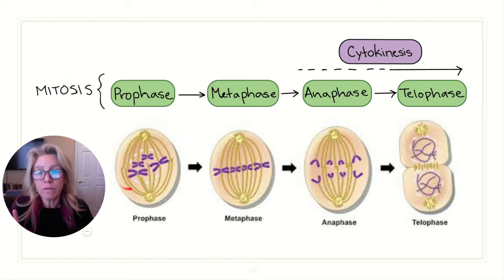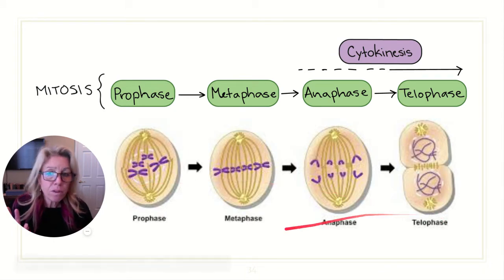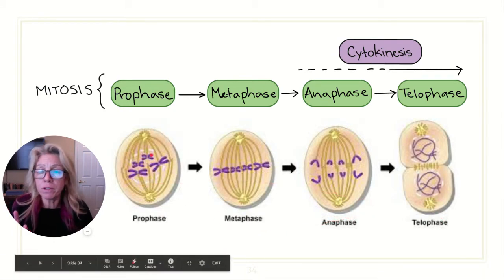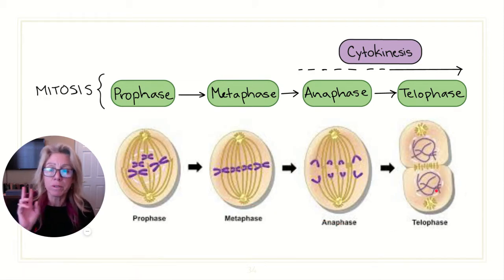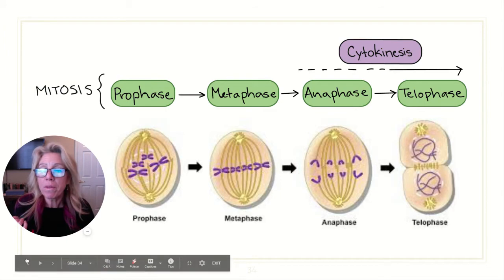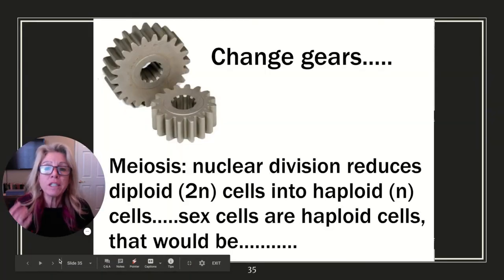You get clones of the original parent cell. If you have 1, 2, 3, 4 chromosomes in this original parent cell, each daughter cell is going to have 4 chromosomes. It keeps it exactly the same without any variation. So now we're going to change gears.